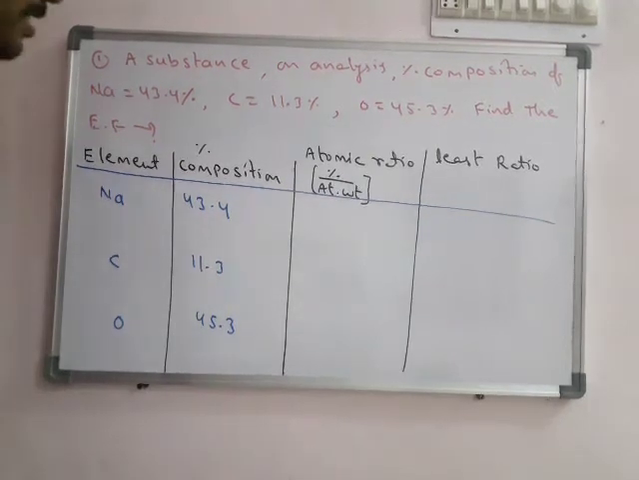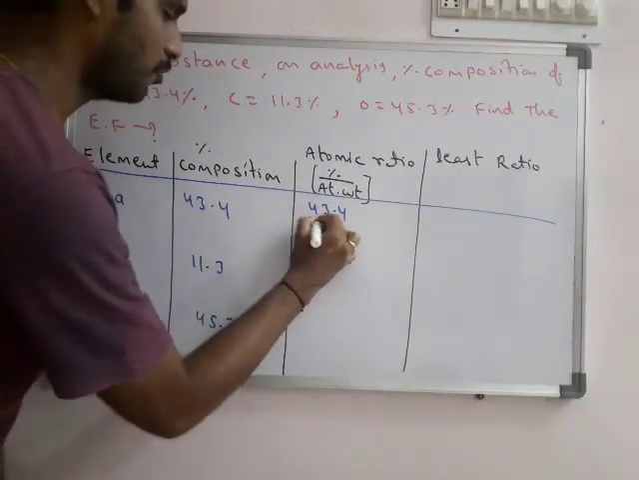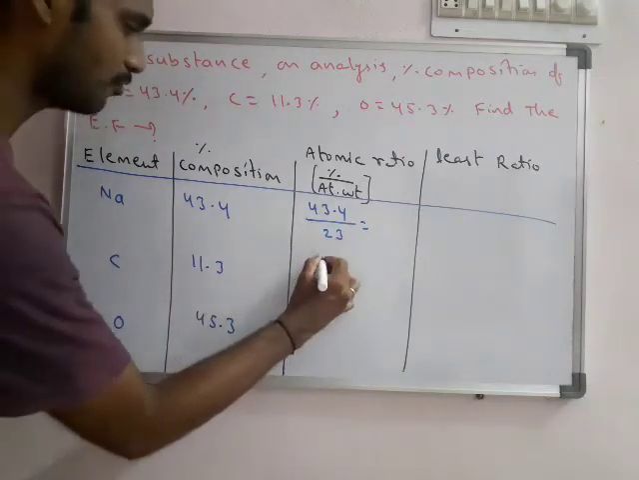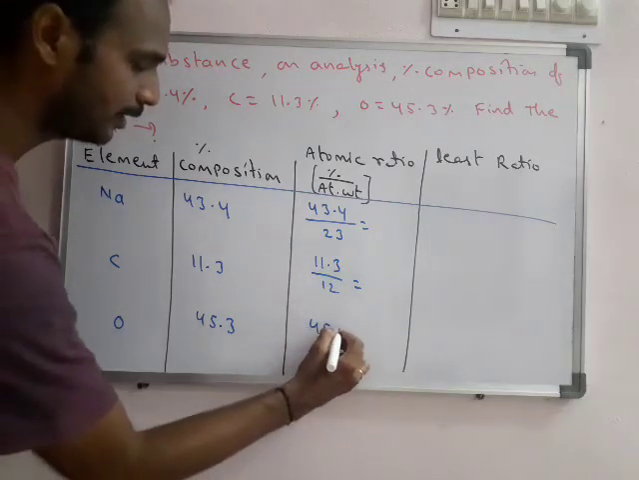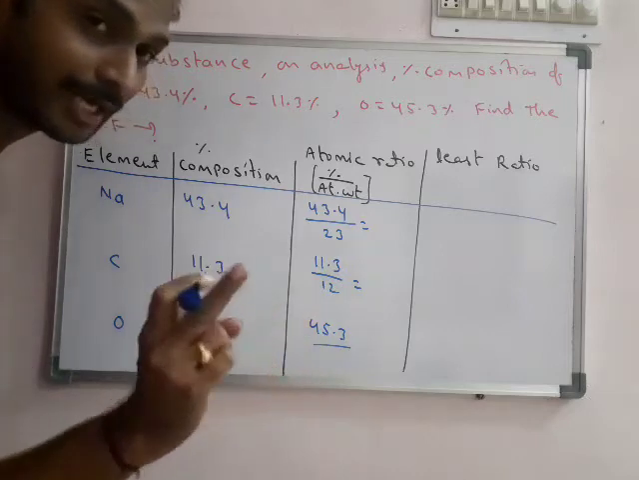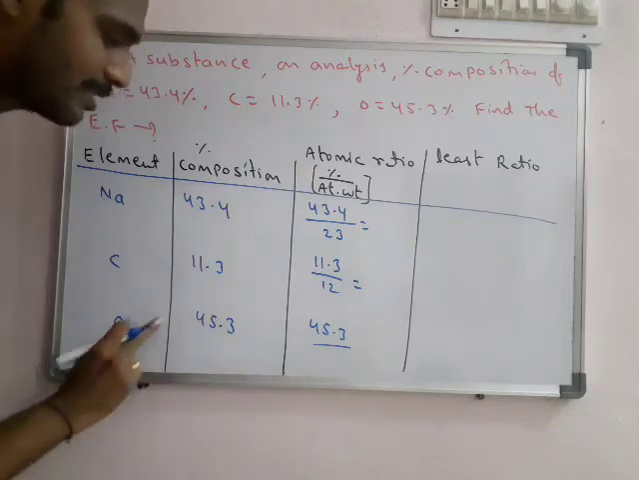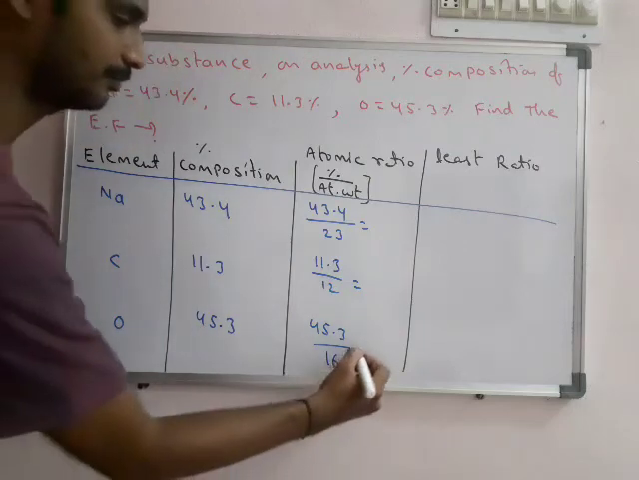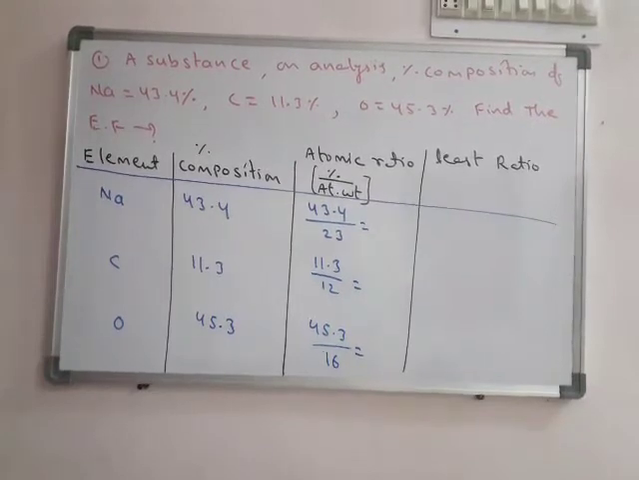Okay, next after percentages, calculate the atomic ratio. So atomic ratio means 43.4 by the atomic weight of sodium, 23. What is the atomic weight of carbon? 12. For oxygen, here it is important: don't write the molecular weight, we need to write the atomic weight. We are calculating the atomic ratio, so we take the atomic weight. Oxygen is generally 16; if it were 32 it would be the molecular weight. We need to calculate with atomic weight. So on this calculation we get 1.89.